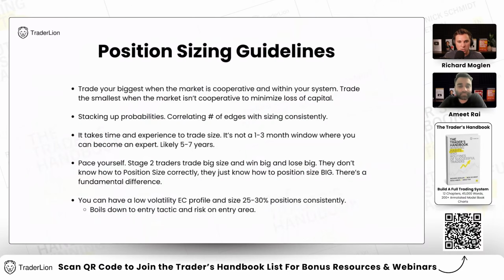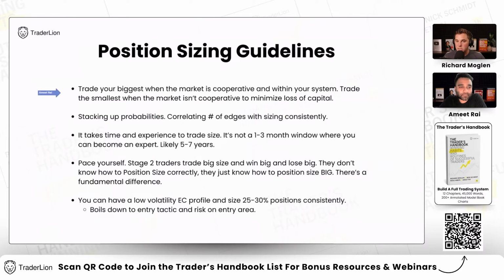So here are some guidelines. Trade your biggest when the market is cooperative and within your system. Think about the periods where you've really moved your account big and strongly to the upside. Was the market above moving averages when that happened? What did net new highs, new lows look like? Define for yourself what a strong market period looks like, and then trade your smallest when the market isn't cooperative, to minimize loss of capital.